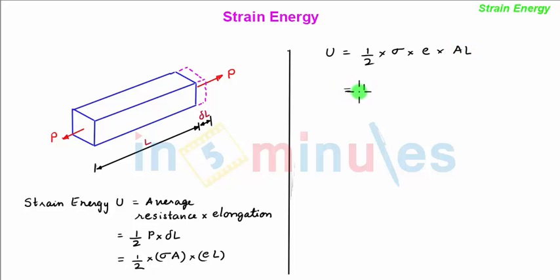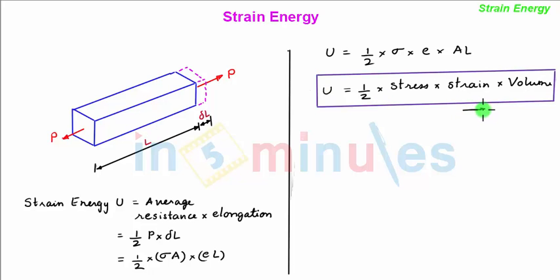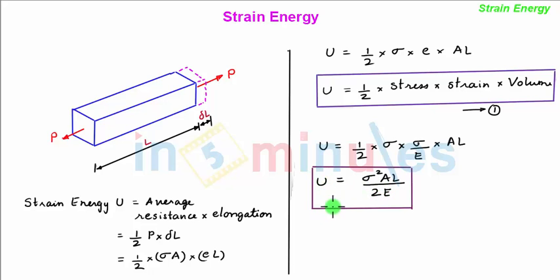Now this we can write as half into stress multiplied by strain into volume, where AL is the volume, where A is the cross-sectional area and L is the length. Now this is a very important relation, so let this be equation 1. Now if you consider this equation, I can write internal energy is equal to half into stress into strain, and strain we can write as stress upon Young's modulus, sigma by E, multiplied by AL. So we get the formula of strain energy is equal to sigma square AL divided by 2E. So this is the formula for strain energy.